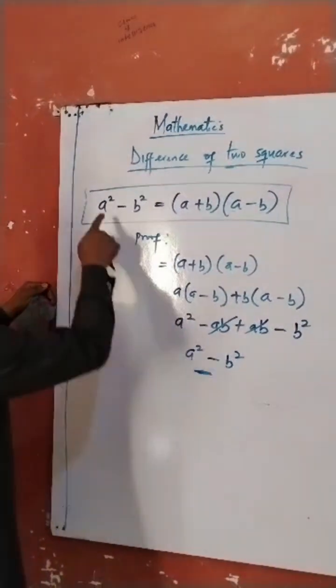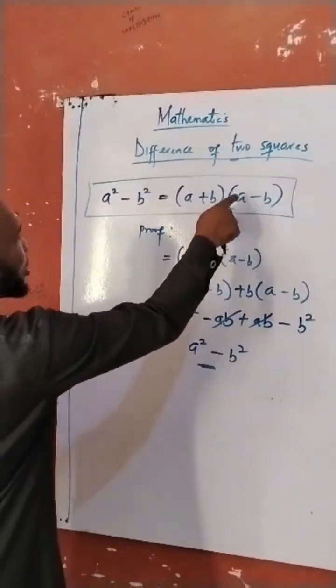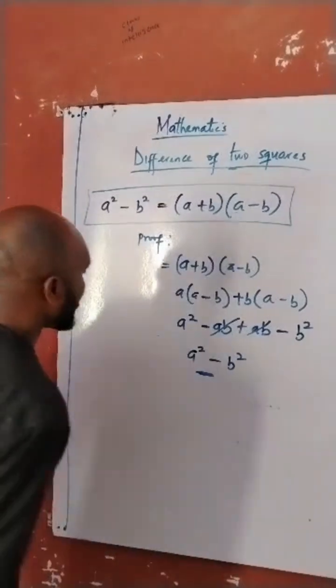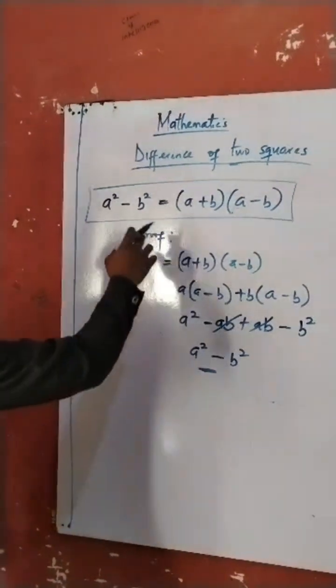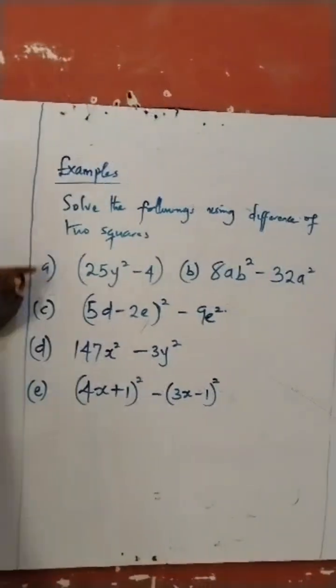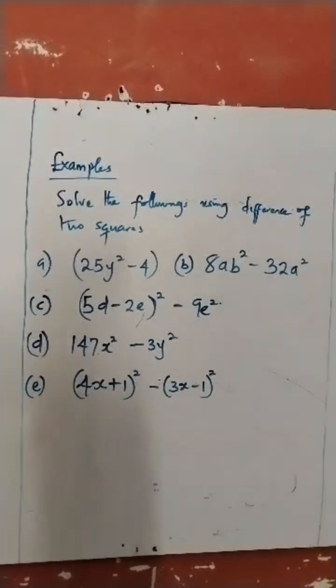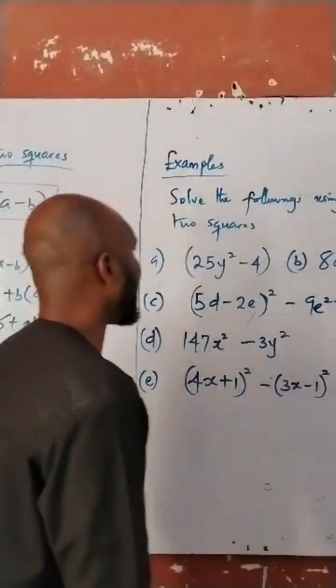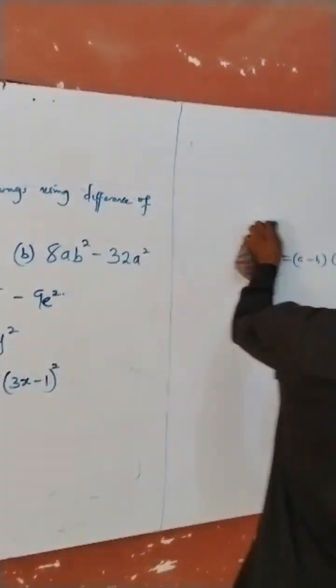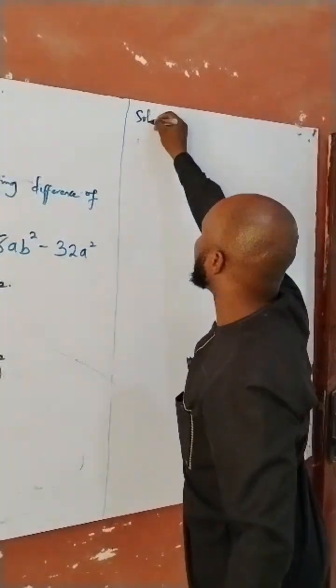So we observe that a square minus b square gives us a plus b, open bracket, a minus b. So we want to use this general formula for difference of two squares to solve these questions that I'm having here. So we have 1, 2, 3, 4, 5. We have 5 questions here. Now the first question I'm going to solve using difference of two squares. I have the solution now.